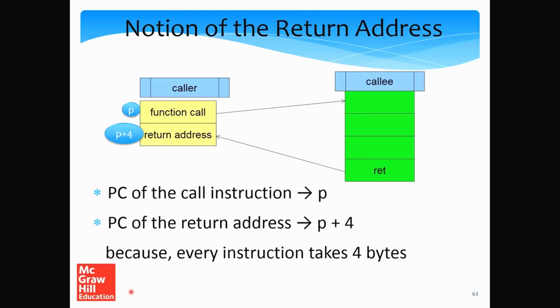Let me expand this example with some more details. Let's assume that the starting address of this function is A. The call instruction will change the value of the PC to A. We'll start executing this instruction. The return address is P plus 4 because that is the address of the next instruction. So when I invoke the ret instruction, it sets the program counter, the PC, equal to P plus 4.